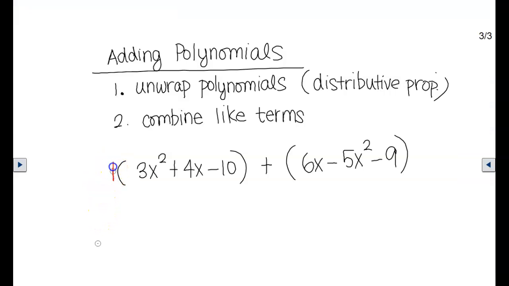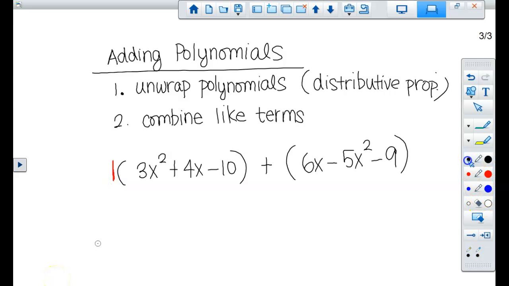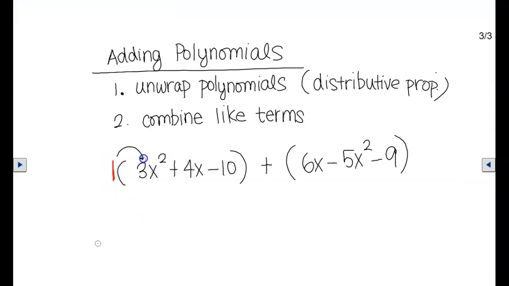You all know, since no number is shown there, that there is an invisible 1. So on this first polynomial, we are going to distribute a 1 to everything inside in order to unwrap that. Now you all know, multiplying by 1 is not all that exciting because nothing changes. So 1 times 3x squared is still going to be 3x squared. 1 times 4x is still going to be 4x. And 1 times negative 10 is still going to be negative 10. So that polynomial is going to come out looking exactly the same as it did, but the parentheses will now be gone.